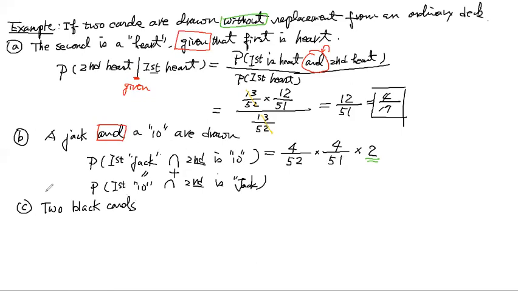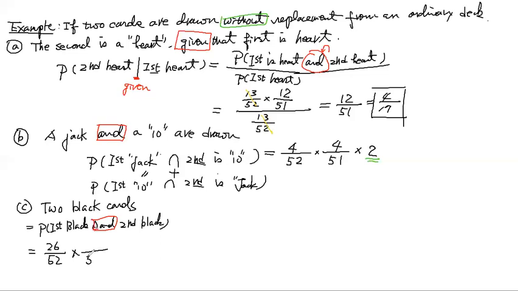Okay, so the two black cards, that means your first is a black, and the second is a black, right? And we know "and" is the keyword we use for multiplication. So here, the first is black. I know I have 26 black cards because the spades and the clubs are the black ones. Then the second one has to be black also.